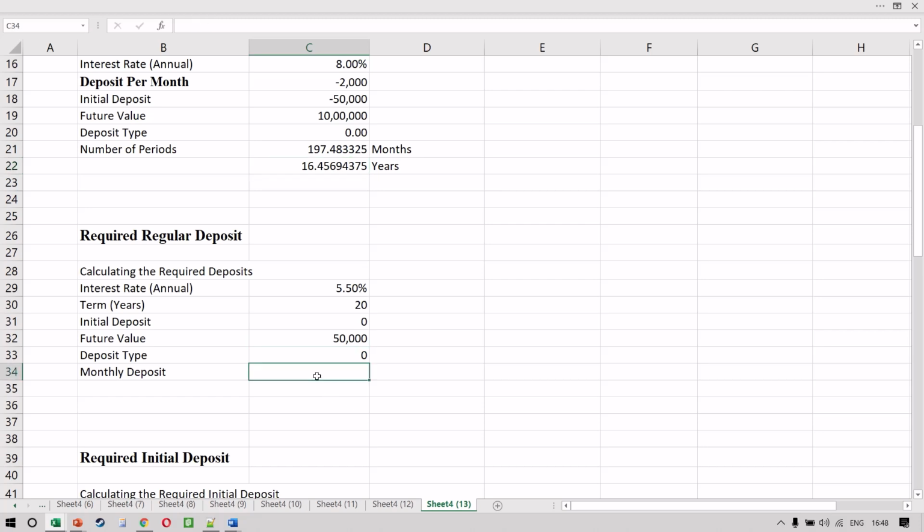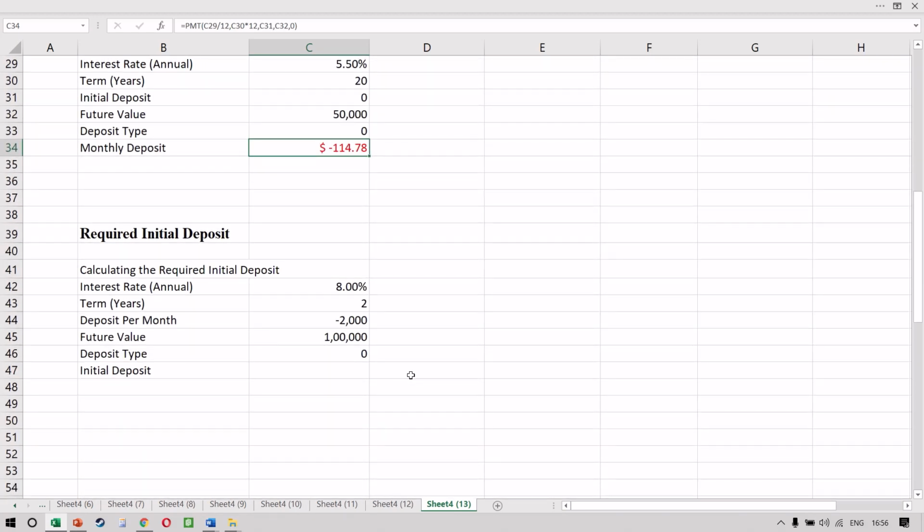This would be very simple. The PMT, we want to take our annual interest rate, divide by 12. The NPER would be the terms into 12, which is the number of months. Then we choose the initial deposit as 0, the future value as 50,000, and the deposit type as 0. And it gives us $114, which is the monthly deposit required.